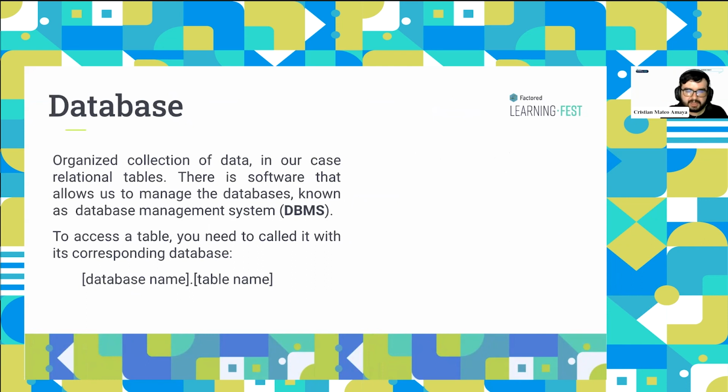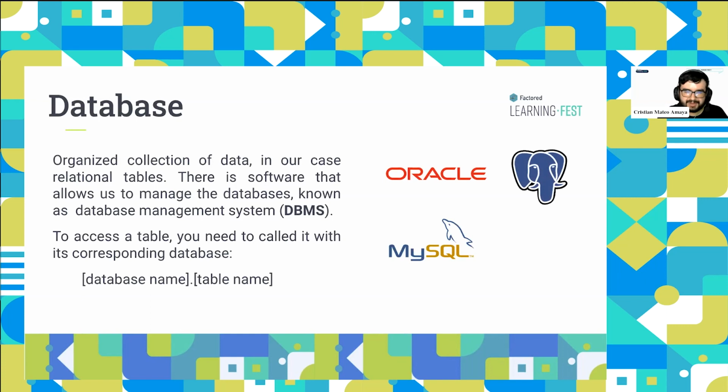So now we are going to go into databases. Databases are organized collections of data. In this specific context, these are relational tables. So this is a way to organize a variety of relational tables. And to manage these databases, we often use software called a DBMS, or Database Management System. For example, we have Oracle, which is a very popular one; Postgres, which is the one we are going to use a little bit in this workshop; MySQL, which is used in some places in industry; and now there are some cloud databases such as Amazon RDS that are managed databases in the cloud. To access a table, you need to call it with its corresponding database. So you use the database name dot the table name.